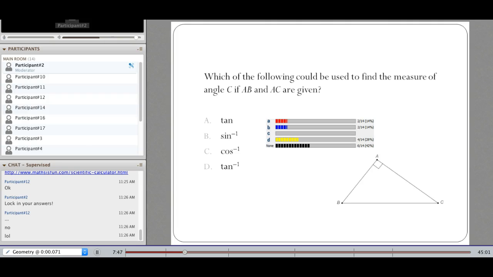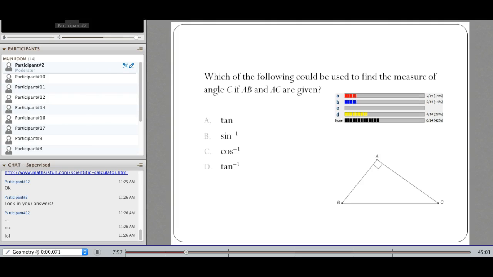Okay, so we have some A's, some B's, and some D's. Nobody chose C, so I guess we'll rule out cosine. And this one is tricky. That's one reason I put it here, because I think the thing that makes this one hard is that there aren't any numbers to work with. You're just kind of thinking theoretically here. So does anybody want to give it a try? Anybody that got the answer of D? Because D is the right answer.